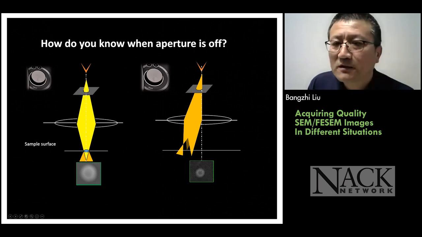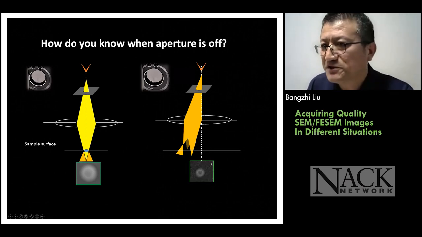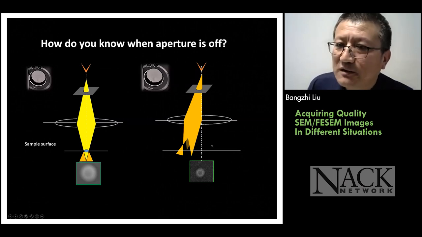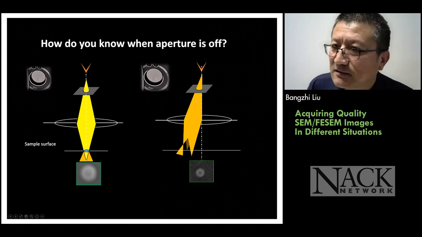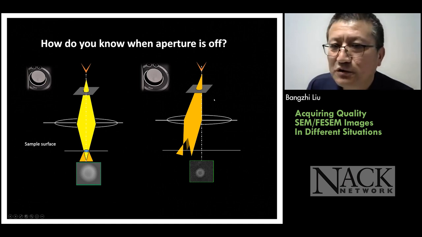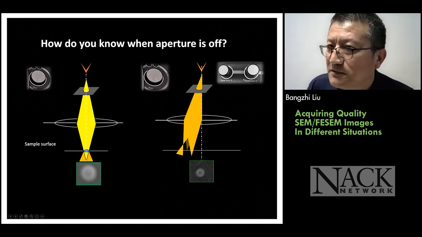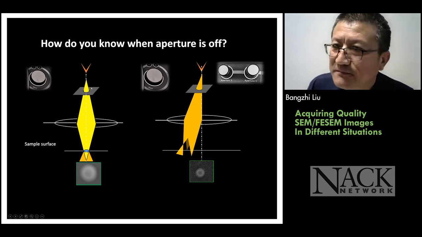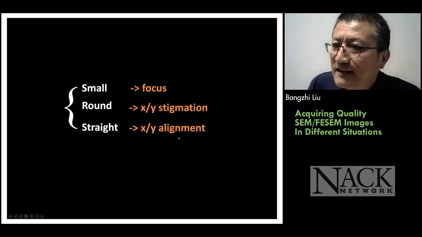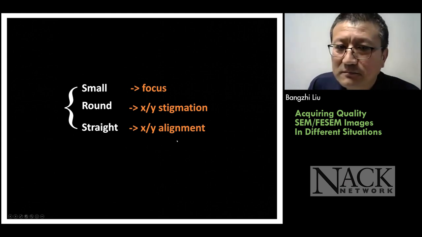What do you mean? When you change focus, if you see the image start to shift left, right, then it tells you the aperture is off like this. Then what do you do? You need two knobs, the XY alignment knobs. Now you need to shift the aperture back to this location. Then when you change focus again, if the image does not move like this, then you know your aperture is aligned. That's how we align the beam.